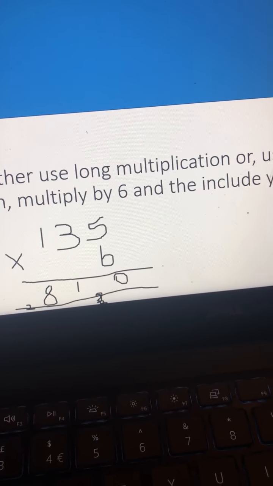Now I don't just write 810. I have to write 810, oh my goodness, this is really tricky to write on the screen, centimetres, and a little 2 to show that it is squared and that it's area. So hopefully that has refreshed your brains, I suppose.